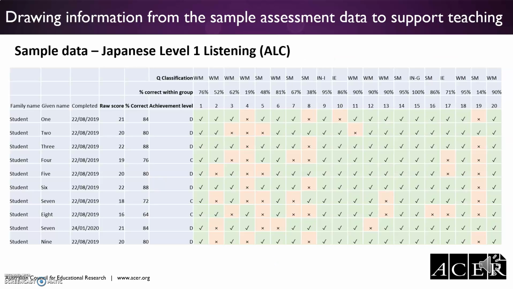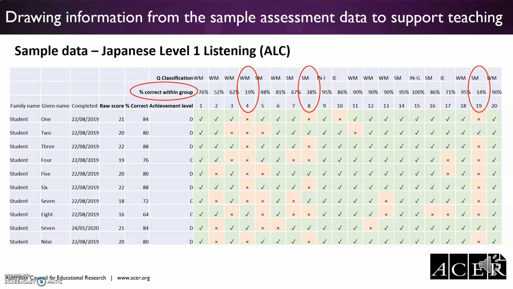With these questions in mind, let's return to the ALC sample data. How does the student's level of attainment compare to other students? Have a look at the percentage correct within the group. Question 19 shows that only 14% of this group got a correct response. Questions 4 and 8 also demonstrate a relatively low percentage of correct responses within this group.